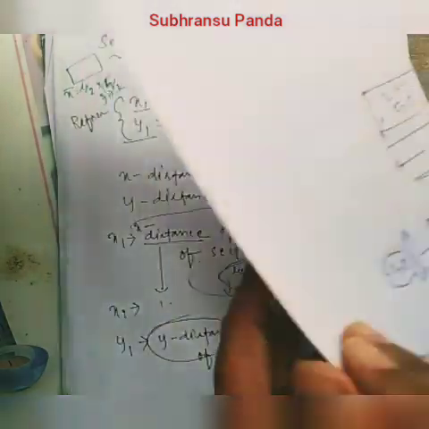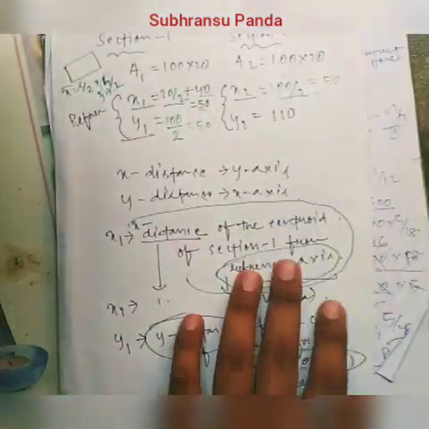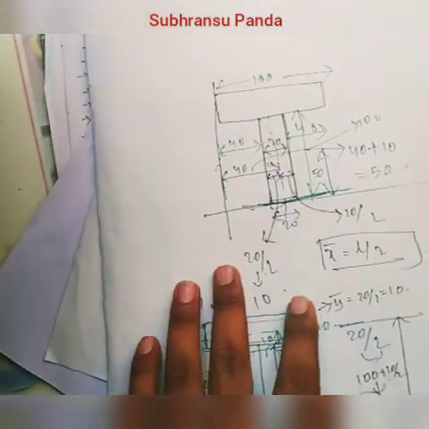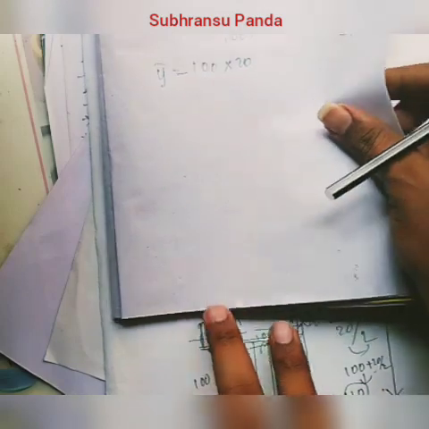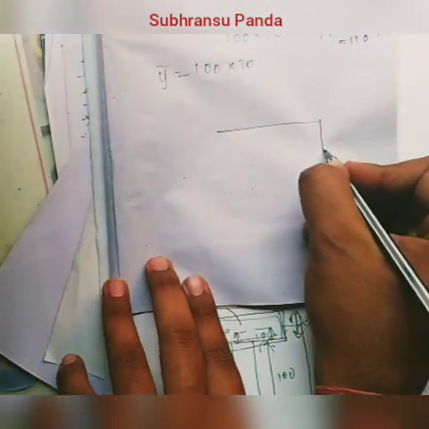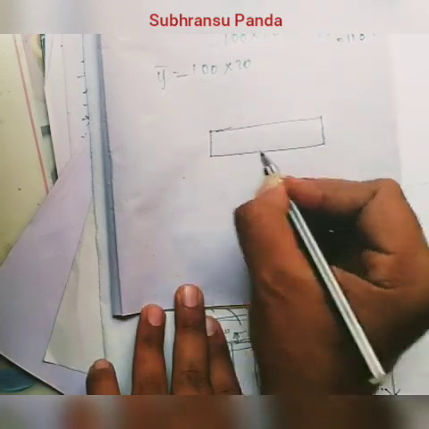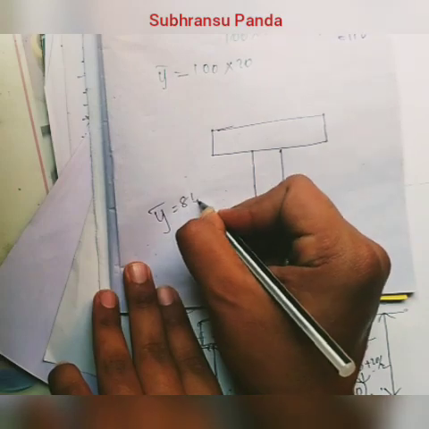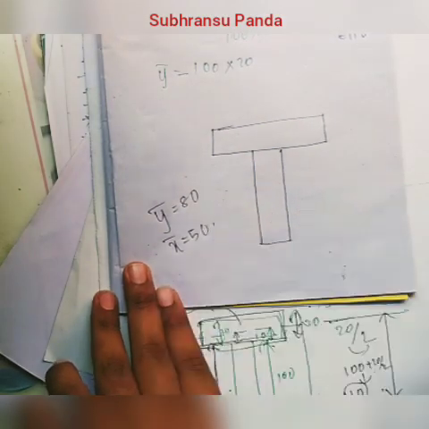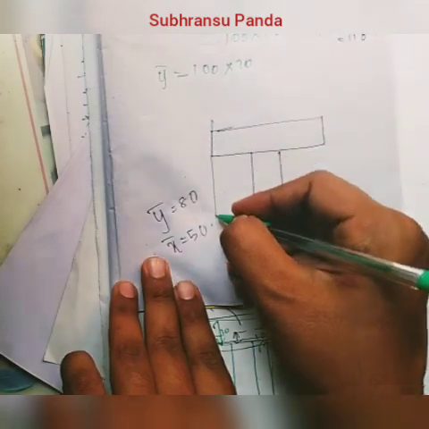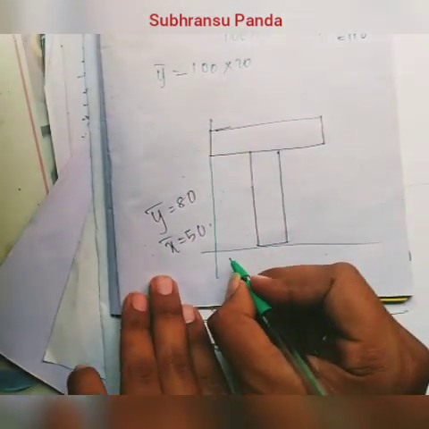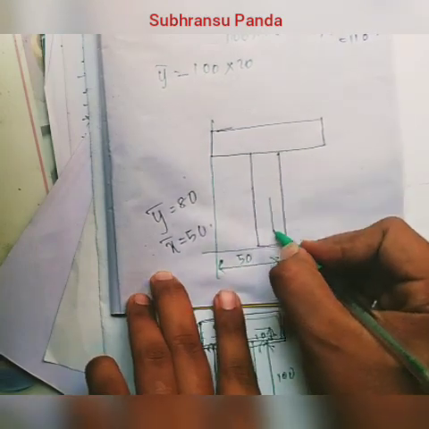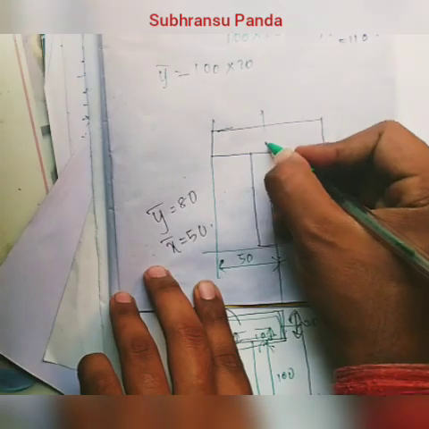Next thing is that we have to draw that line. Where will the line be? The section is like this. We have calculated y bar equals 80 and x bar equals 50. So the reference axis will be like this. So this is 50, somewhere here, because it is already given that this is the symmetry axis.